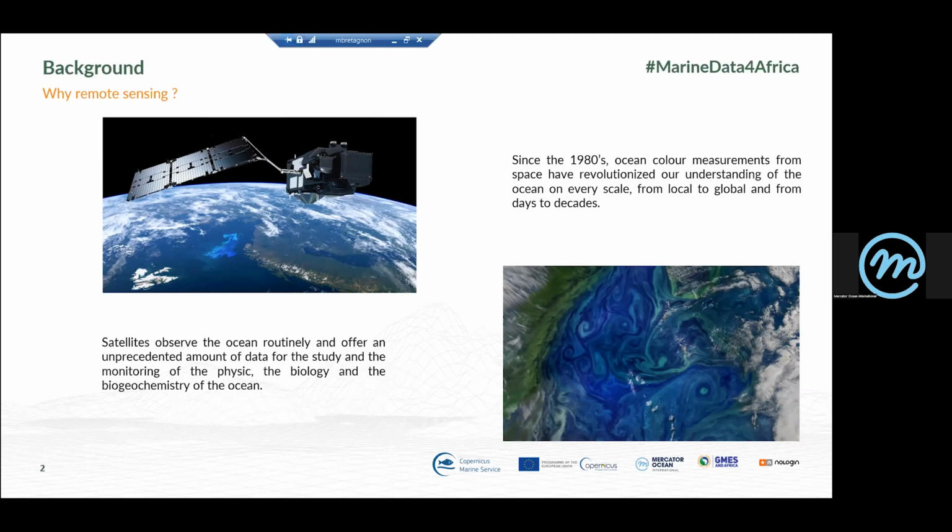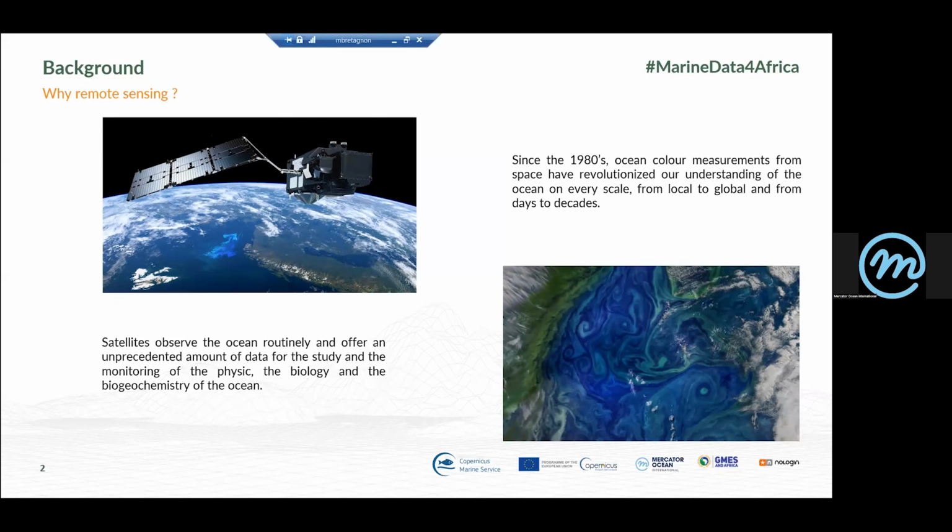Since the 80s, with the sensor called Coastal Zone Color Scanner, CZCS, which was a proof of concept, ocean color measurement from space was defined as a powerful tool allowing us to improve our understanding of the ocean on every scale, thanks to an archive of daily images. Now, with the international cooperation between NASA and ESA, we have a succession of ocean color sensors: first SeaWiFS in 1987, then MODIS, MERIS, VIIRS, and now, more recently, with the European effort in the frame of the Copernicus program and the development of the OLCI sensor, we have a continuous archive of more than 20 years of data, which is freely available.